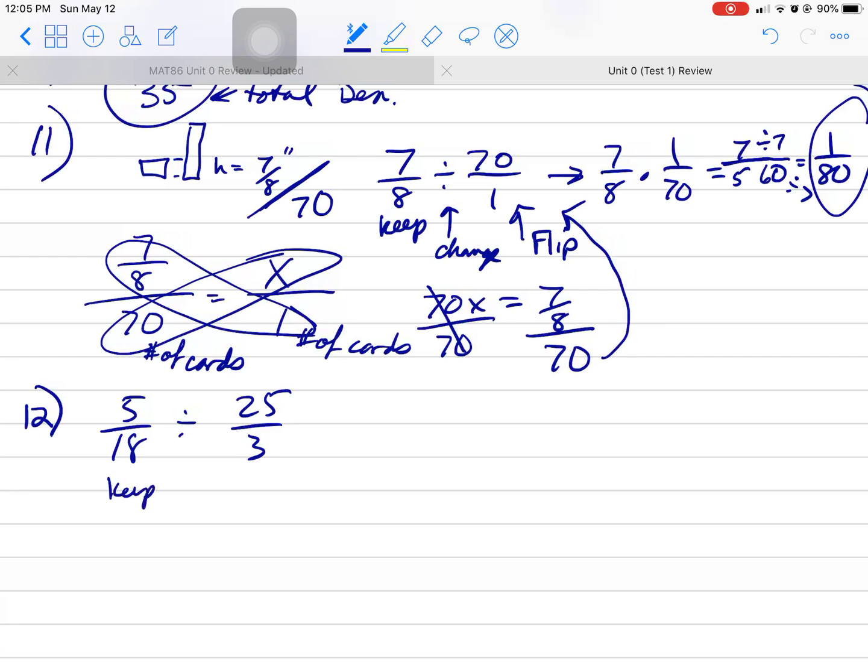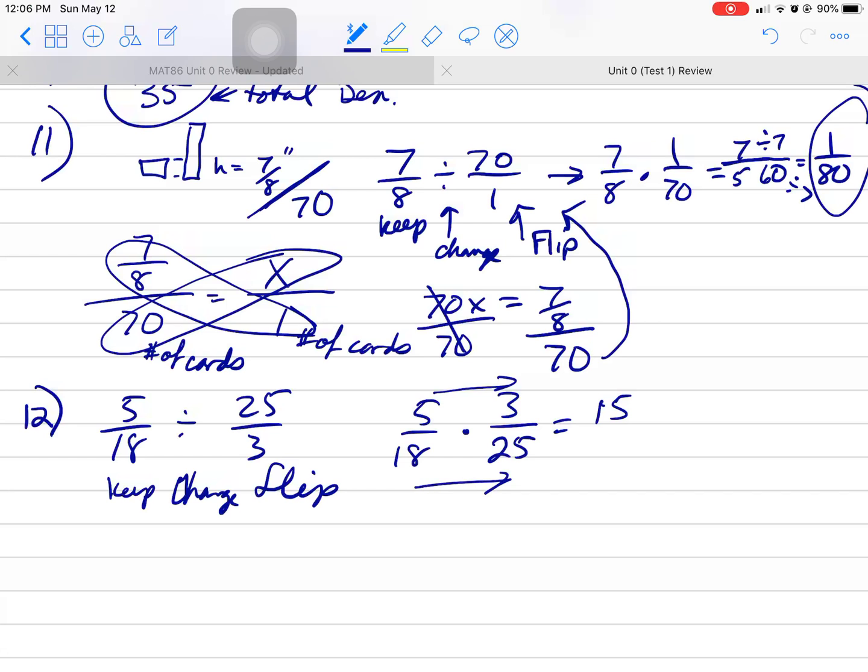You keep, change, flip is the expression. Keep the first fraction as it was, change the division to a multiplication, and flip the second one. You can reduce on the spot, or you can multiply across the top and across the bottom.